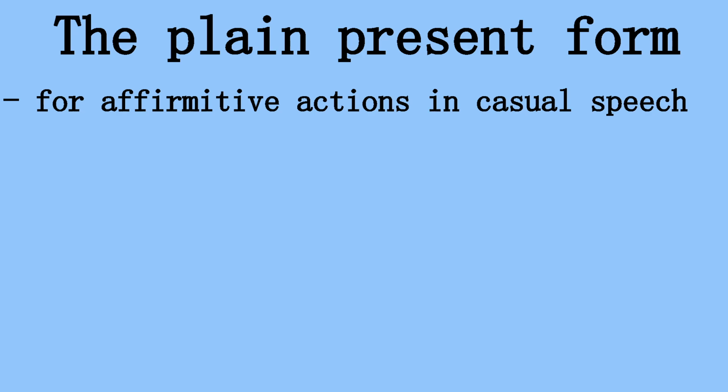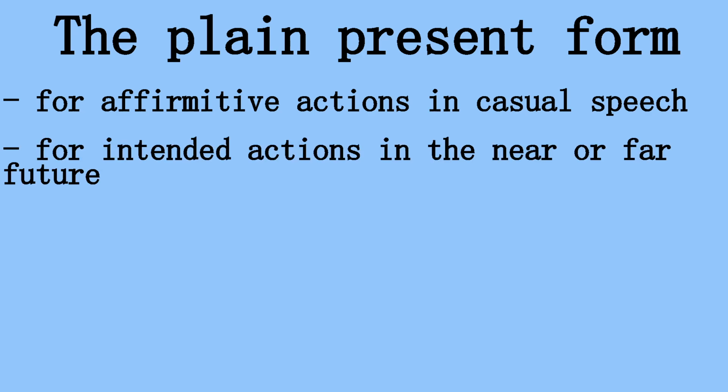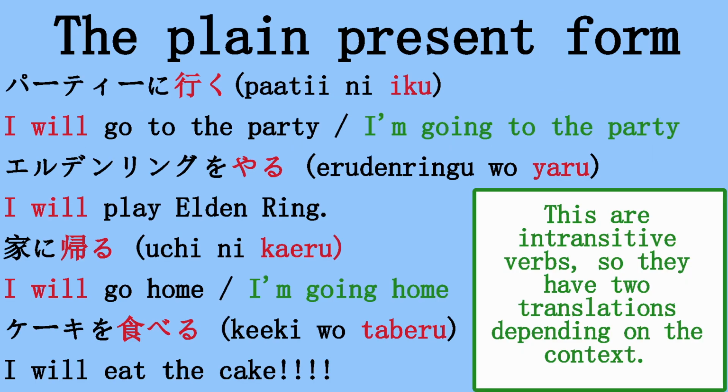Like I said, there is no difference between present and future, and so it comes that the dictionary form actually more often than not translates into the future form I will or I'm going to. Or in other words, use it when you intend to do an action in the near or far future. Party ni iku. I will go to the party. Elden Ring o yaru. I will play Elden Ring. Uchi ni kaeru. I will go home. Keiki o taberu. I will eat the cake. All these are affirmative intended actions which in Japanese use that dictionary form.